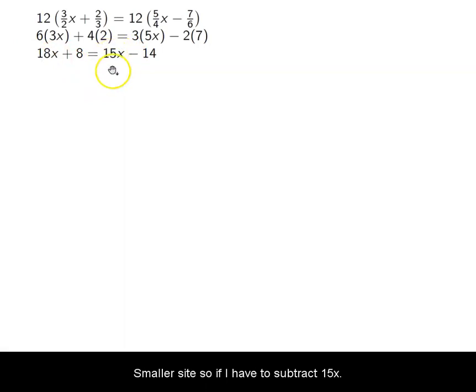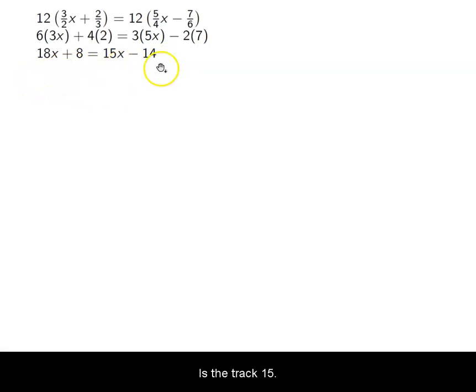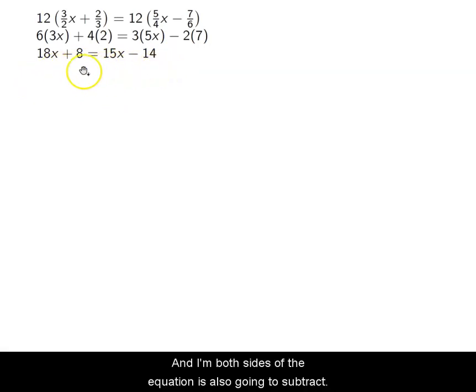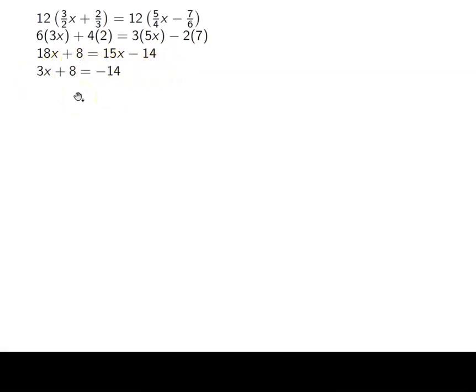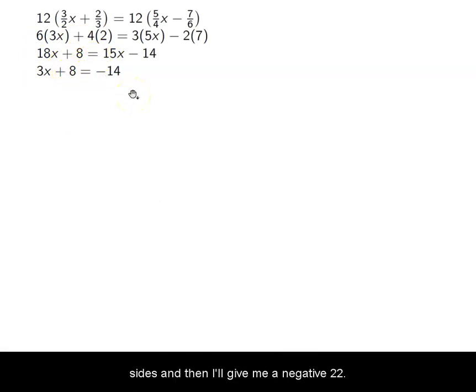So if I have to subtract 15x, then that means on this side I will have 3x plus 8 and negative 14. So since I want all the non-variable terms, all the constants on one side and all the variables on the other side, I have to subtract 8 to go over here. So what I'm going to do on both sides of the equation is subtract 15x, and on both sides of the equation I'm also going to subtract 8. Okay, so I minus 15x from both sides, that gives me 3x. And then I'm going to minus 8 from both sides, and that'll give me a negative 22.